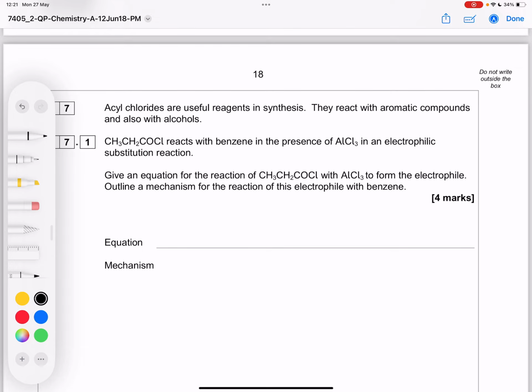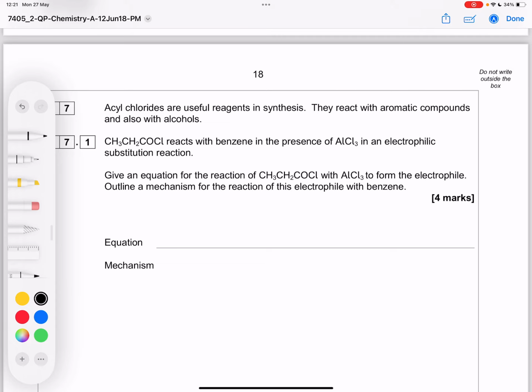Acyl chlorides are useful reagents in synthesis. They react with aromatic compounds and also alcohols. CH3CH2COCl reacts with benzene in the presence of aluminium chloride. It's going to be our catalyst. It's going to be electrophilic substitution, it's telling us.